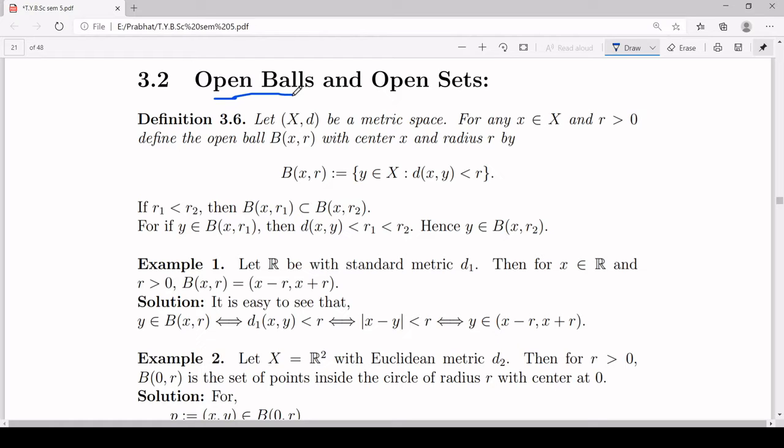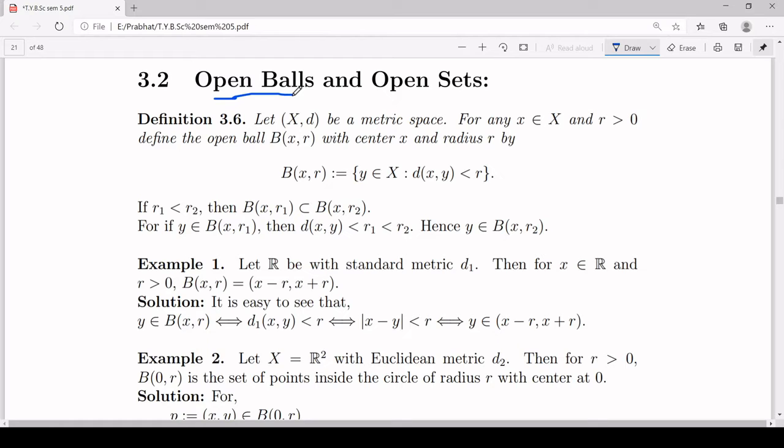Suppose you have a circle whose center is at x and the radius of that circle is r, and I am saying there is a point y which lies inside this circle. Then what will be the relation between x and y? The most obvious relation between x and y will be: the distance between x and y will be less than radius r.